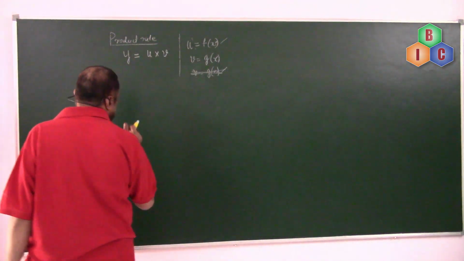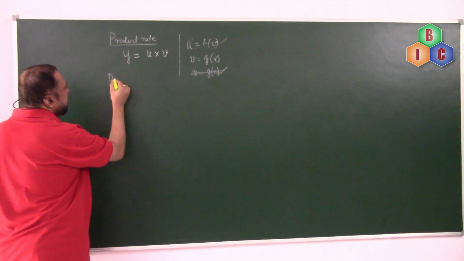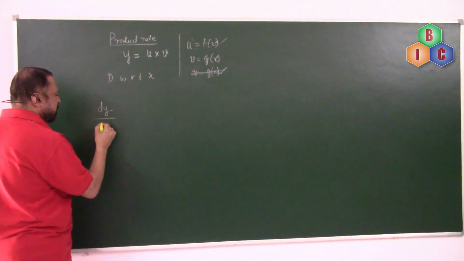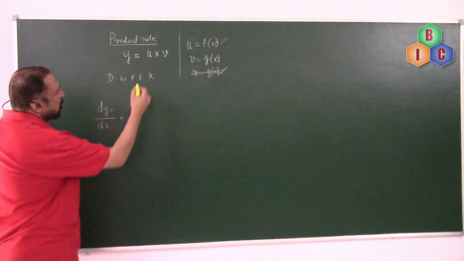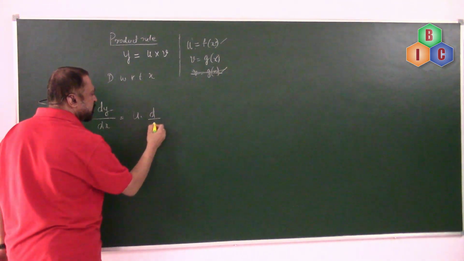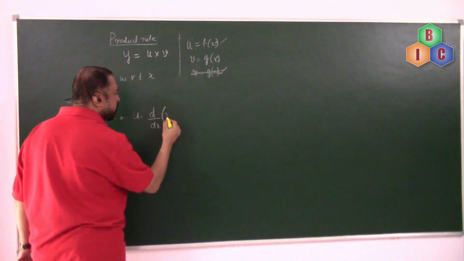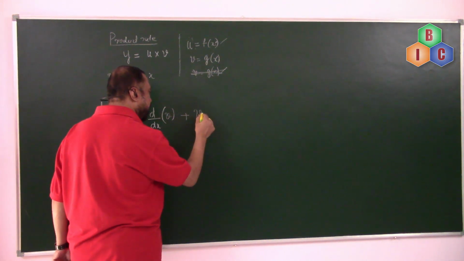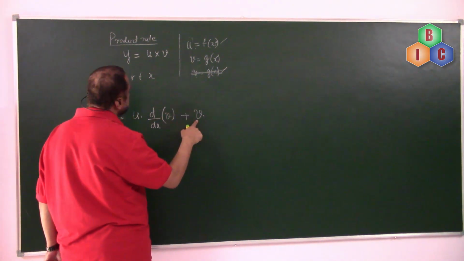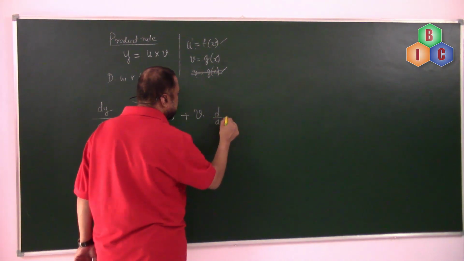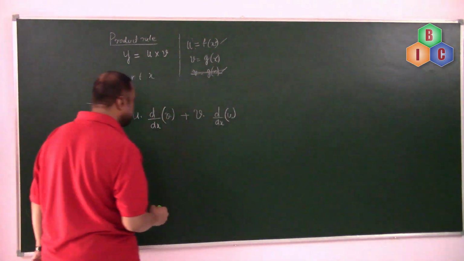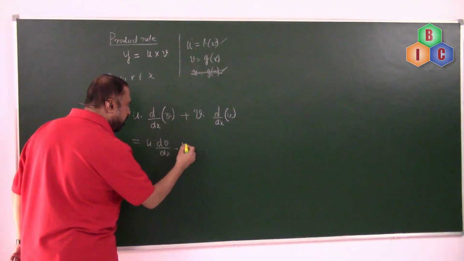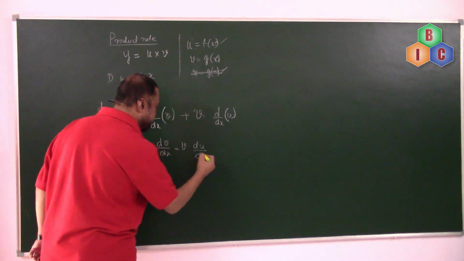Now what is product rule? As we have already learnt, differentiating with respect to x, I am writing the mathematical form of the product rule. dy by dx equals first function u into the differential coefficient of second function, that is d by dx of v, plus second function v as it is, into the differential coefficient of first function, that is u. So you can now write it as u into dv by dx plus v into du by dx. This is the product rule.